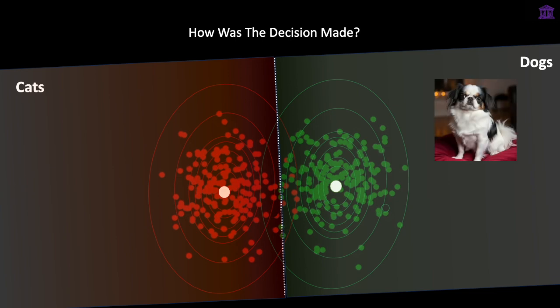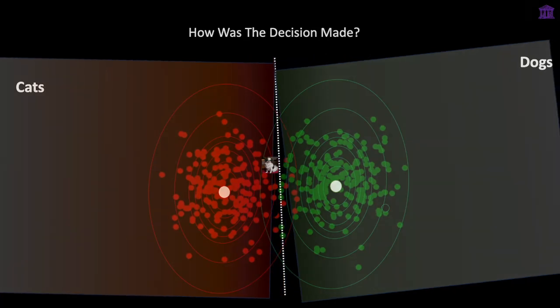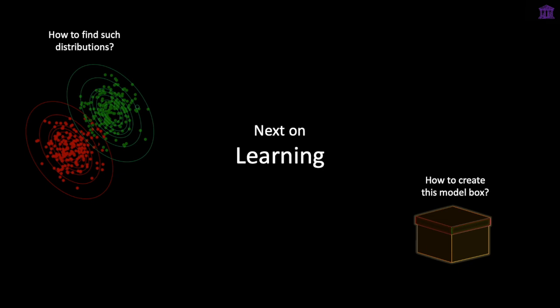Now we can see exactly why our box made that mistake earlier. When we plot the features of the small dog, it physically lands inside the cat territory. Because the decision boundary is a simple, fixed line based on those distributions, the system has no choice but to follow the rule. If it's on this side of the line, it's a cat. This visualizes a fundamental limitation. If our logic or our distributions aren't nuanced enough, the inference will be confidently but objectively wrong. In the next chapter, we will discuss learning, how we can find these kinds of distributions and how these model boxes are created.